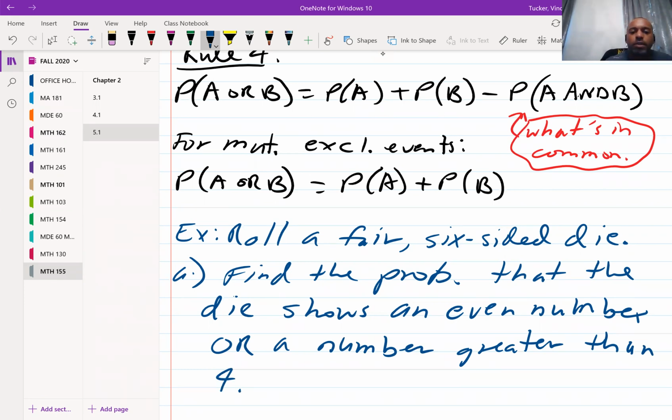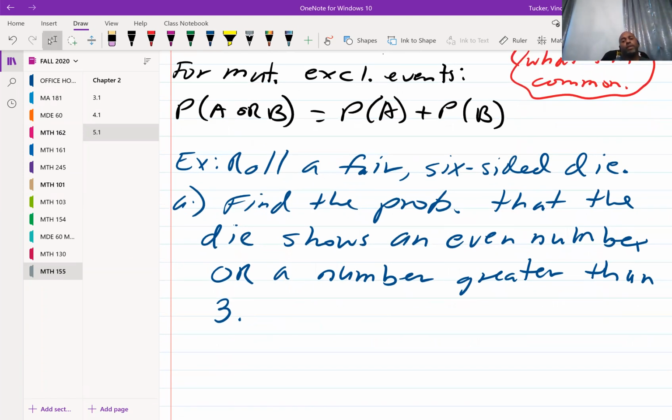All right. So first example, with this new information, roll a fair six-sided die. Find a probability that a die shows an even number or a number greater than 4. I want to do a number greater than 3. I think I like 3 better. Yeah, let's do 3.